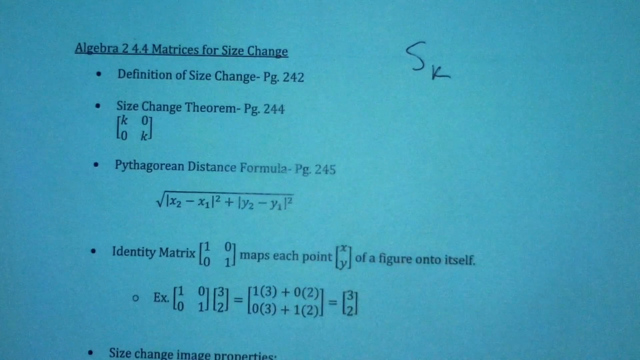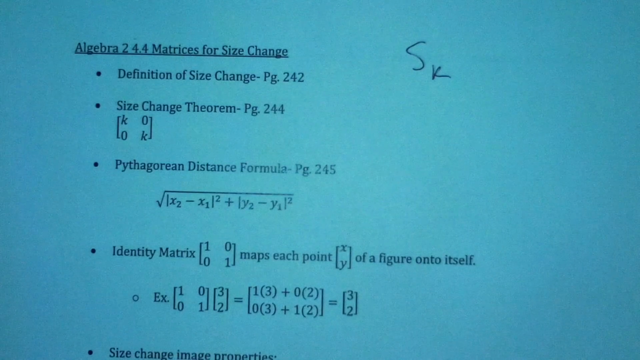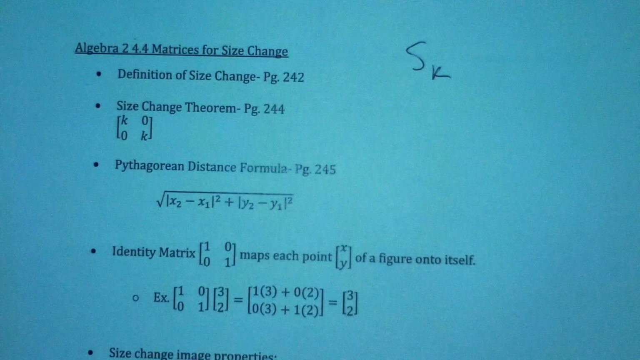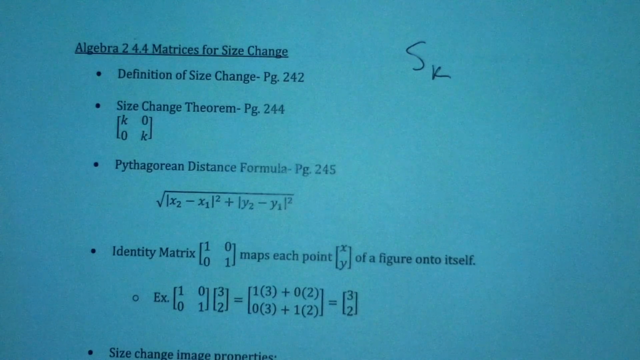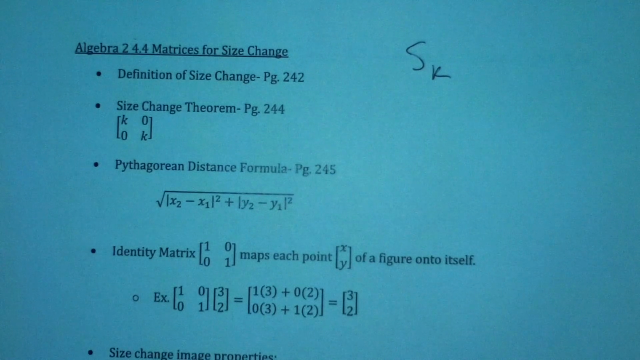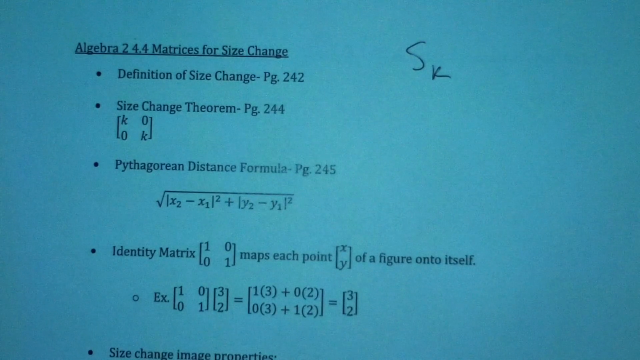Do you guys remember how to make it smaller? What kind of number would we multiply by to make it smaller? Not negatives. Negatives actually do a flip. Decimal numbers. If you had 0.5, that would make it half as big. So decimal numbers make your shape smaller. If it's a positive number like 5, then it would make it 5 times as big.